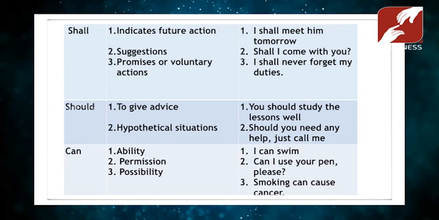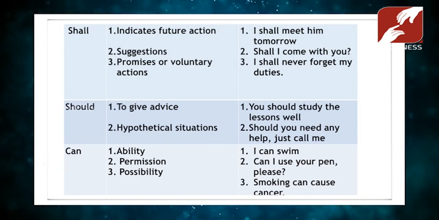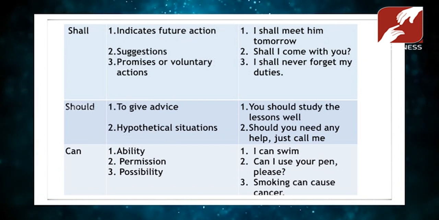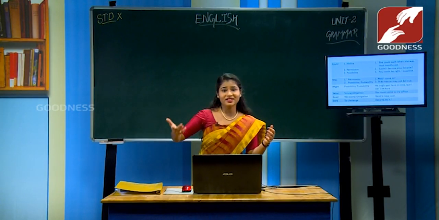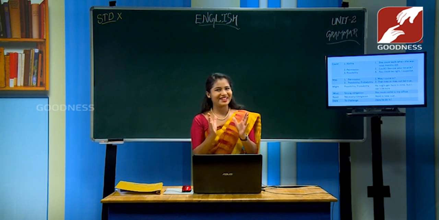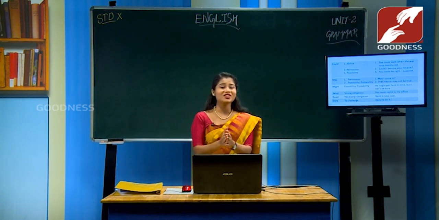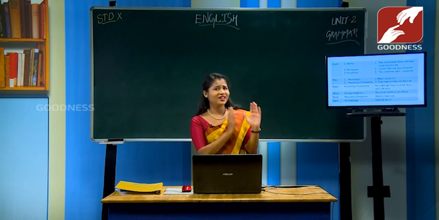It can rain. All these are the examples of some sort of possibilities. Is it clear for you? Yes. Now let's see another modal auxiliary, which is could. And let's see what the usages of this auxiliary could are.